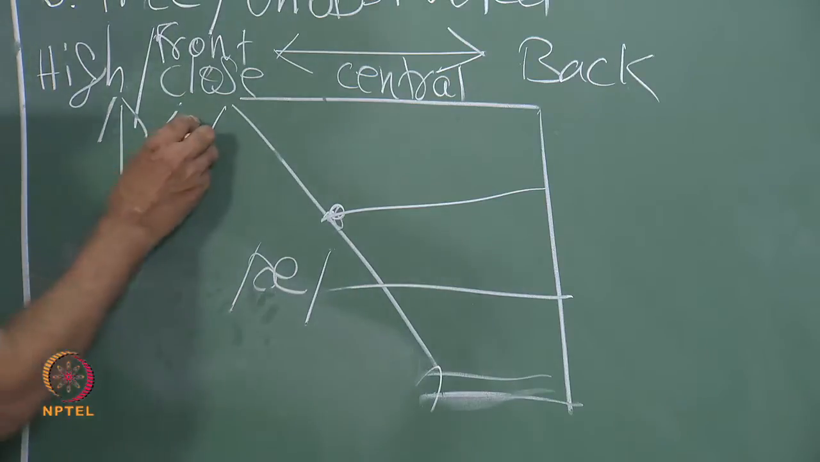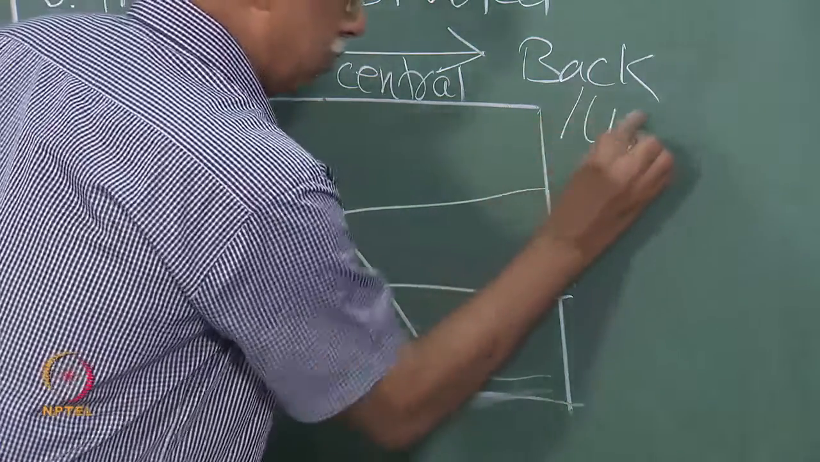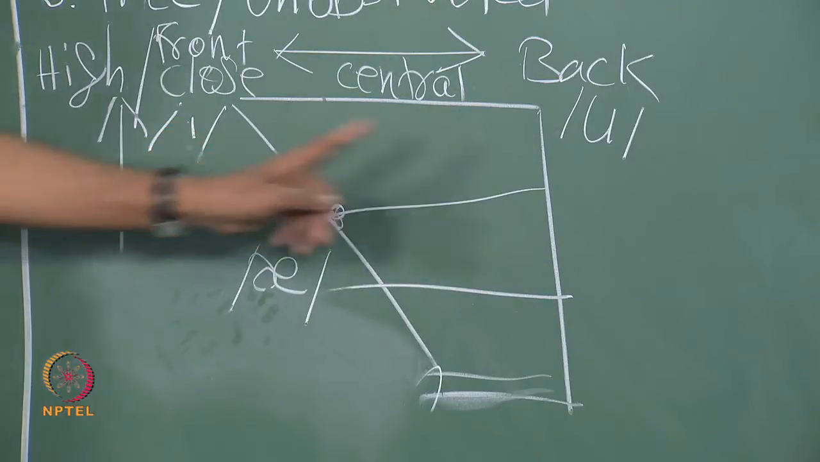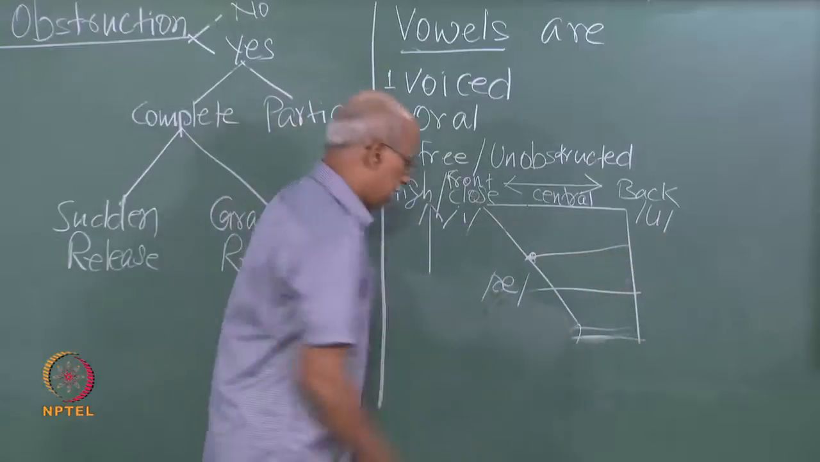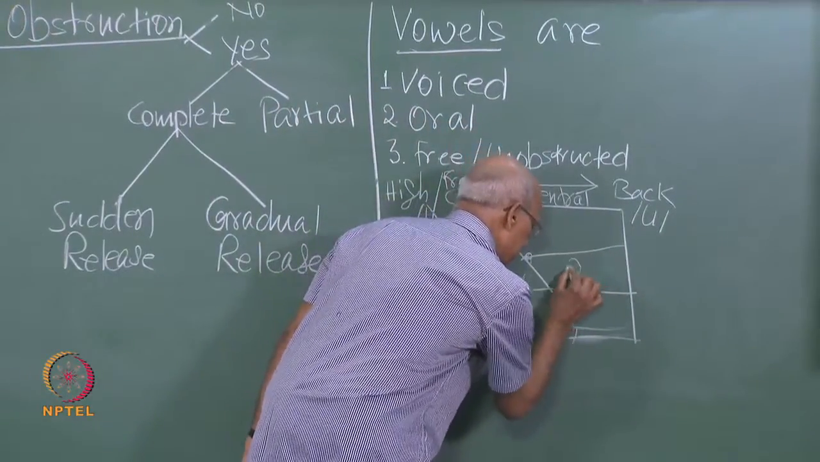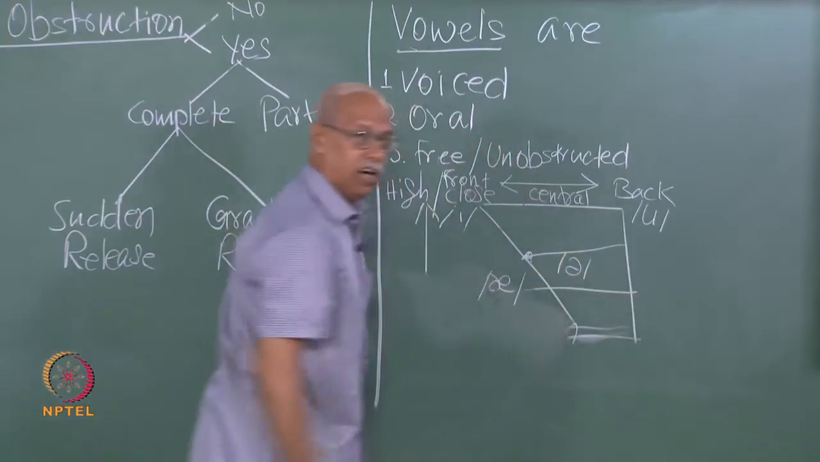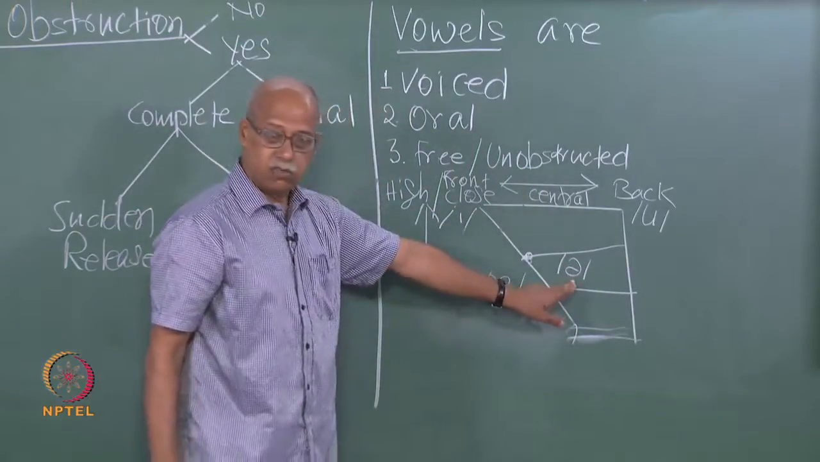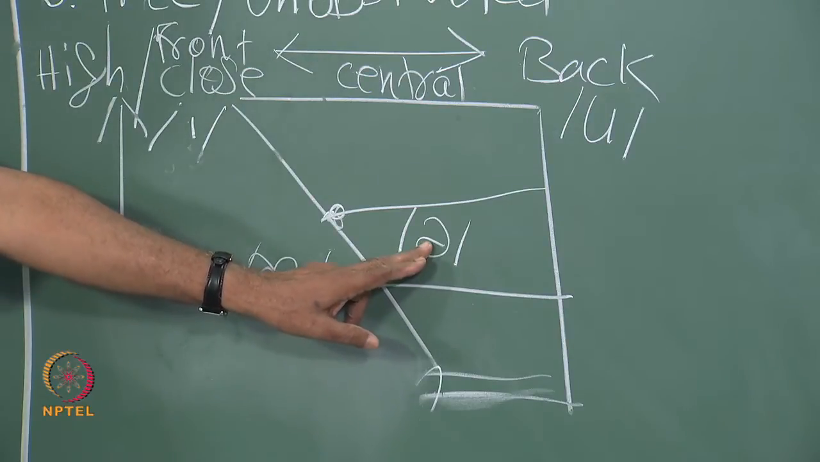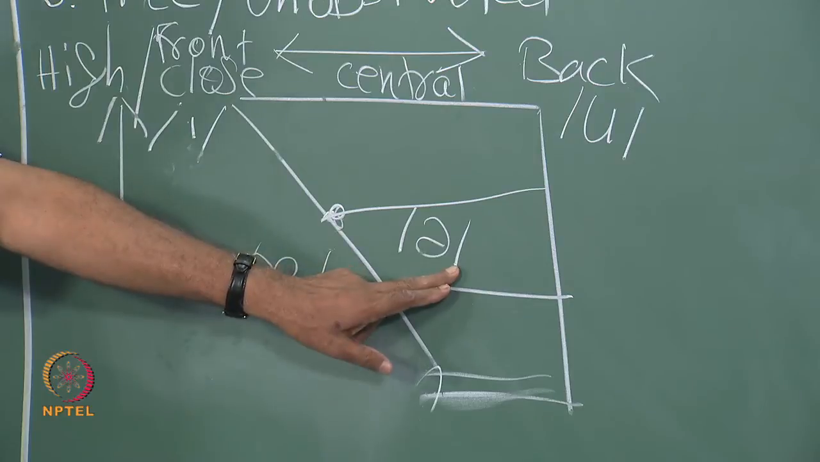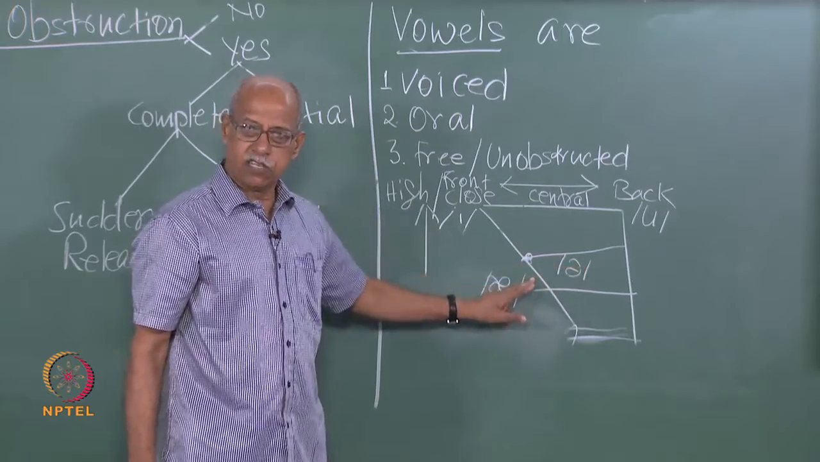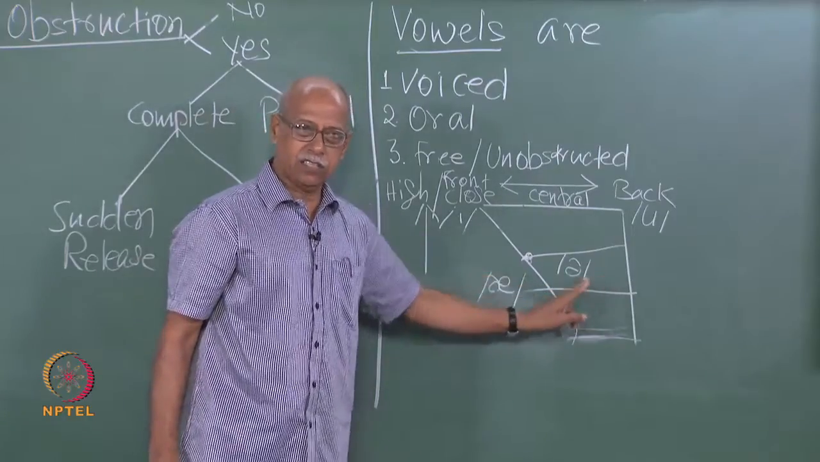Similarly, compare this with O. Okay? This is front, but this is back. There can be another vowel, as in about, as in away. This is right in the center. It is neither fully open nor fully closed. It is neither front nor back. It is in the center.